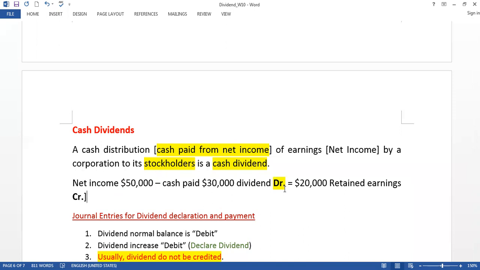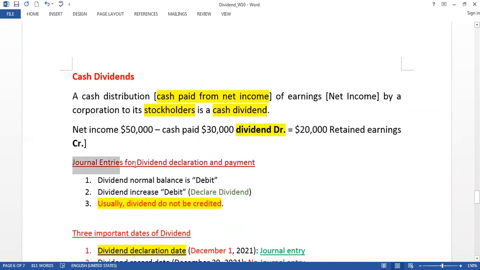So you have to remember my first class of this chapter, that I explained who are the components of stockholders equity, and what is their normal balance. So we learned that dividend normal balance is debit. Because we are going to record journal entries, this is important. So you should know that dividend is debit.